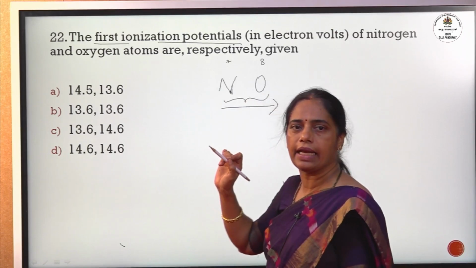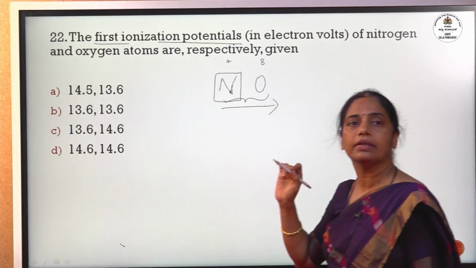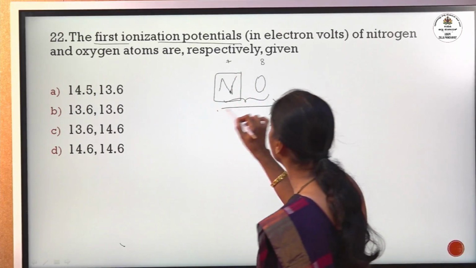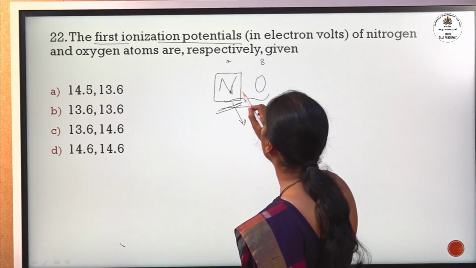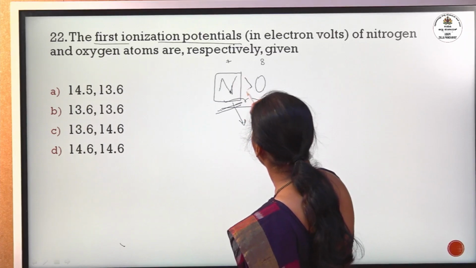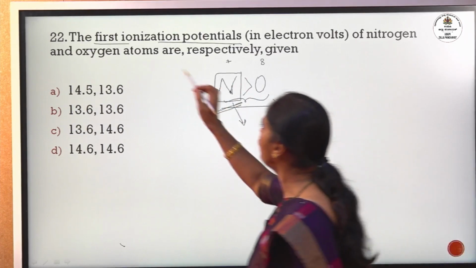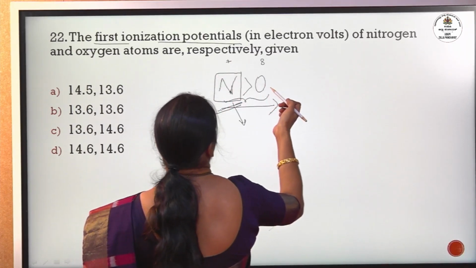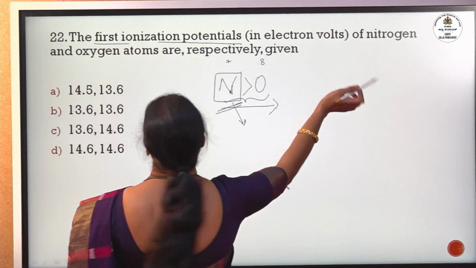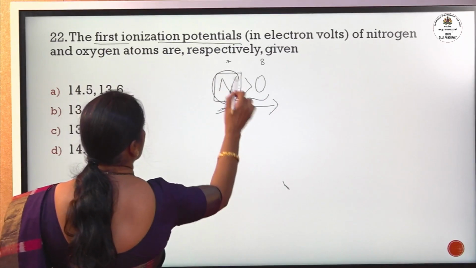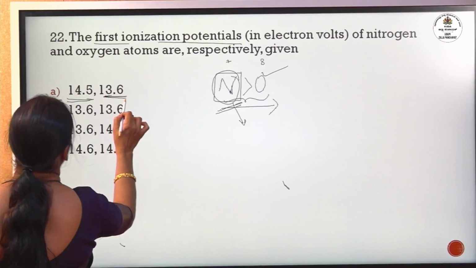But here an exception arises, that is, nitrogen is having a half filled p orbital. From the stable half filled orbital, removal of an electron is a little difficult, and the energy required is high. So nitrogen has higher ionization potential than oxygen. So the first ionization potential of nitrogen is more than that of oxygen. In the question, the first value should be higher and the second value lower. So this is the correct answer.